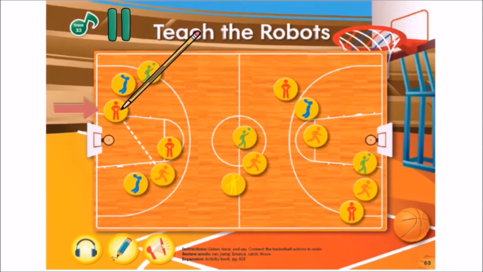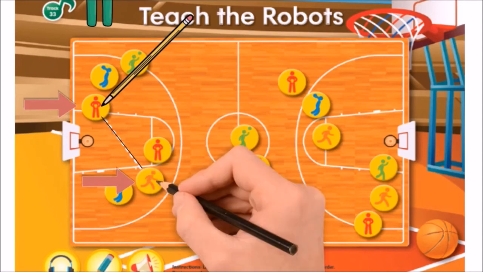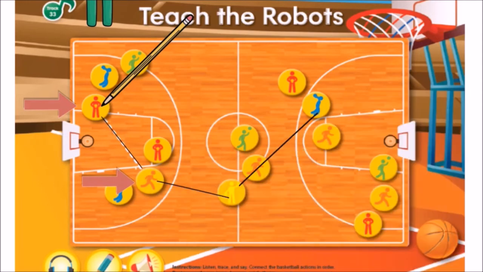Draw the line. Then tell the students to point at the run icon on the page in group 2 and say, "Run." Then tell the students to draw the line from the catch icon to the run icon. Repeat this for groups 3, 4, and 5 on the page.